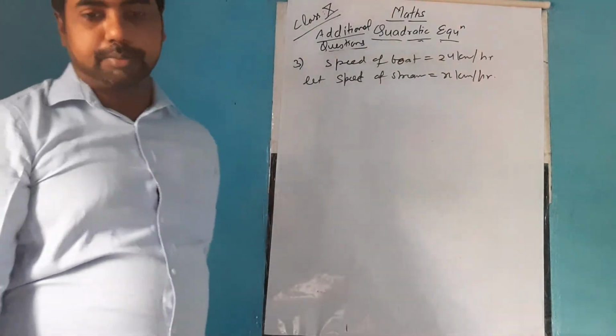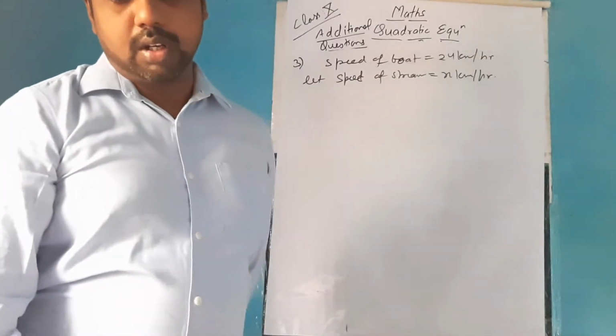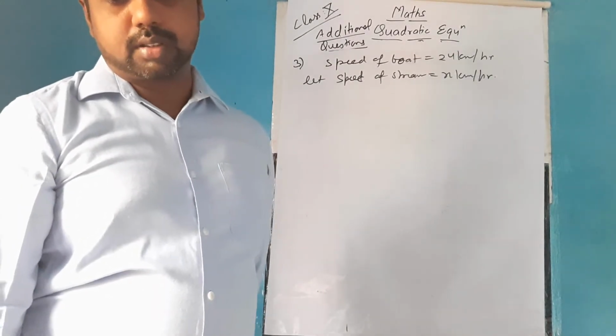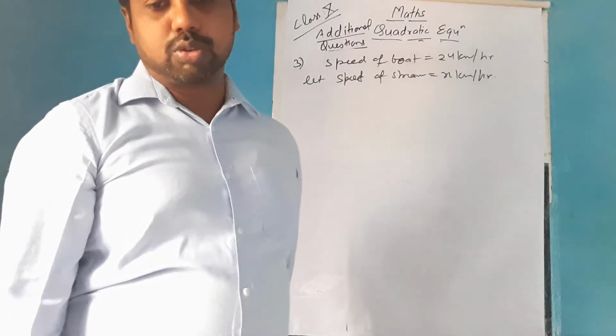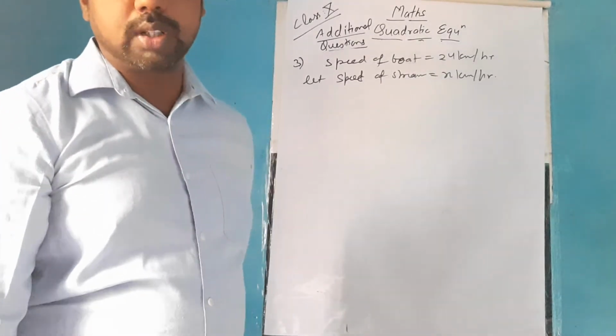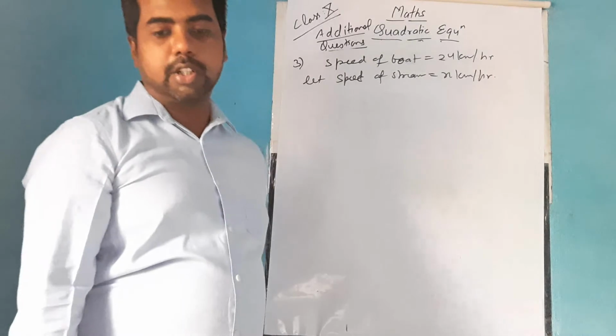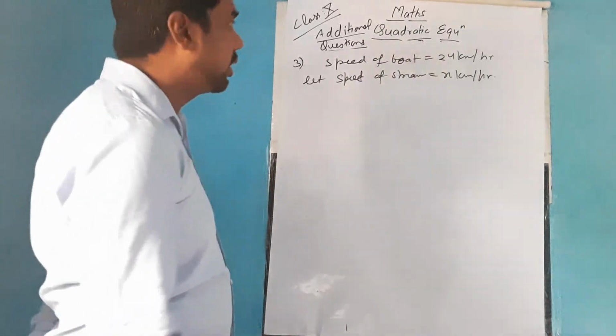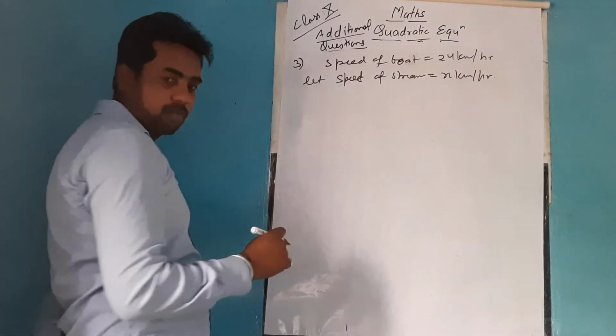Now it is given that a motorboat whose speed is 24 km per hour in still water takes 1 hour more to go 32 km downstream than to return upstream.